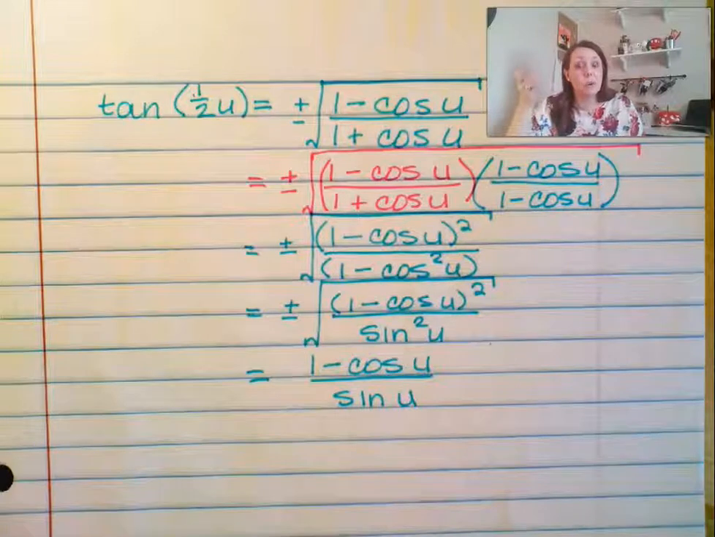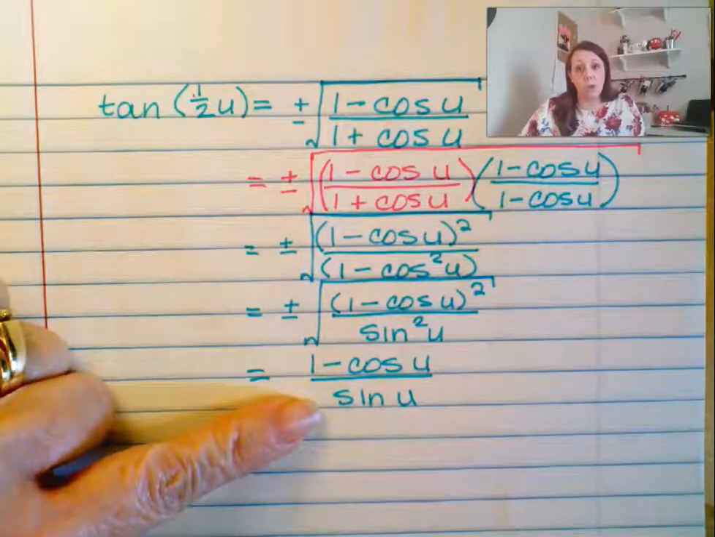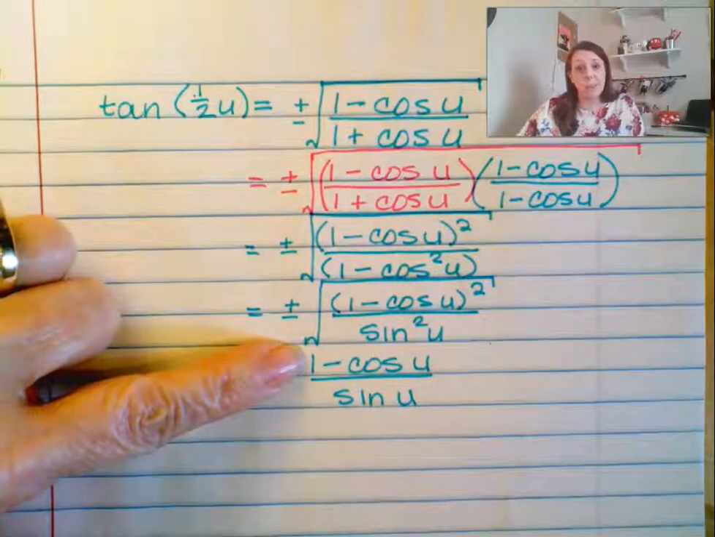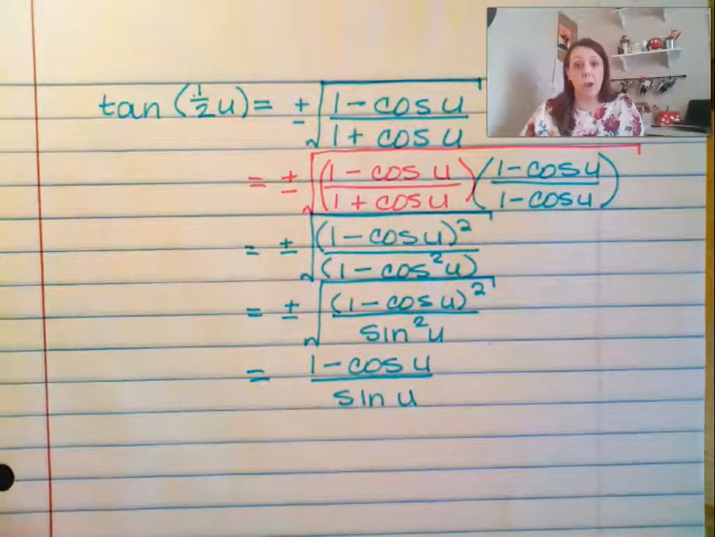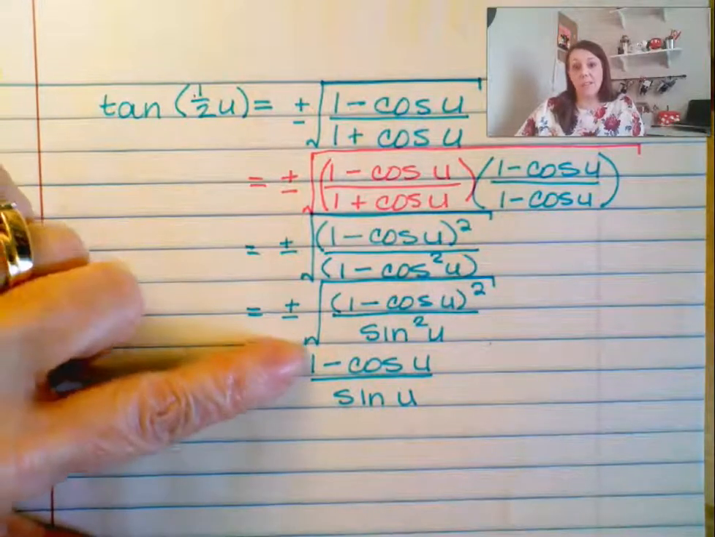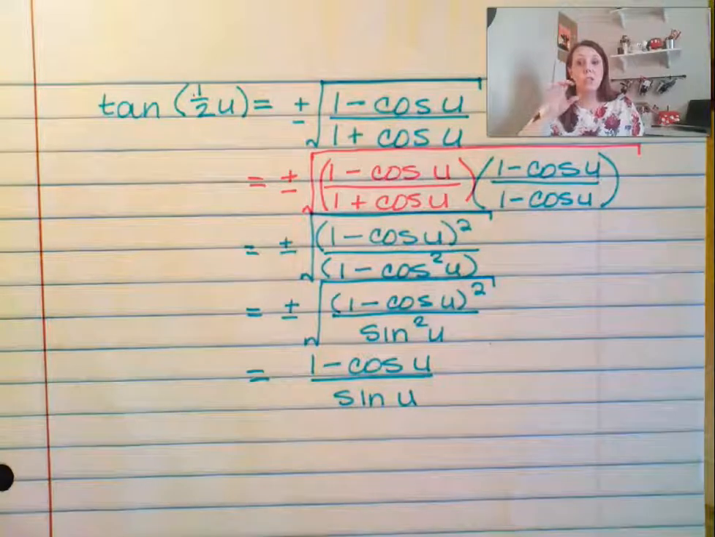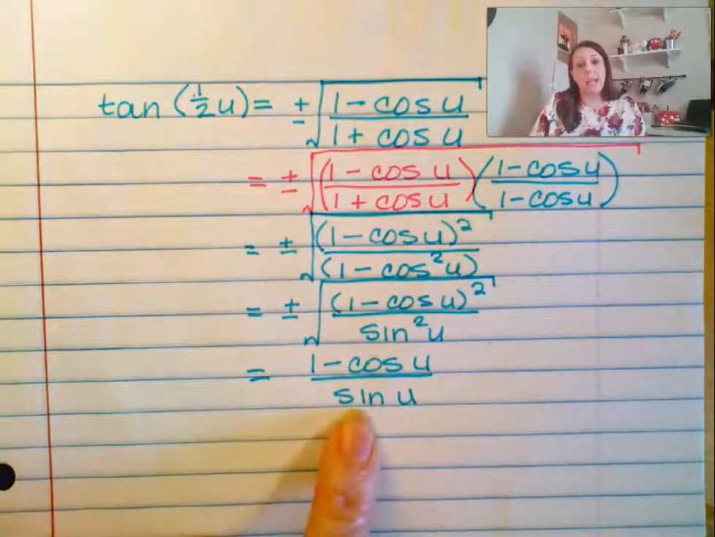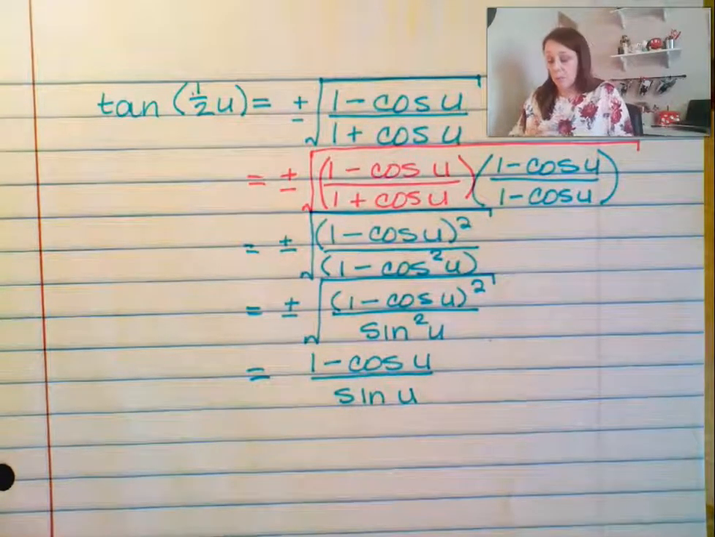Check to see if your answer should be positive or negative. In this case, it's taken care of with this sine of u. Since we're going to have a positive number in the numerator, if the sine of u is positive, then the fraction overall is going to be positive. If the sine of u is negative, that positive divided by the negative means that the tangent will also be negative. So the symbol in this case, positive or negative, is taken care of by this sine of u, which means we no longer need the plus or minus.